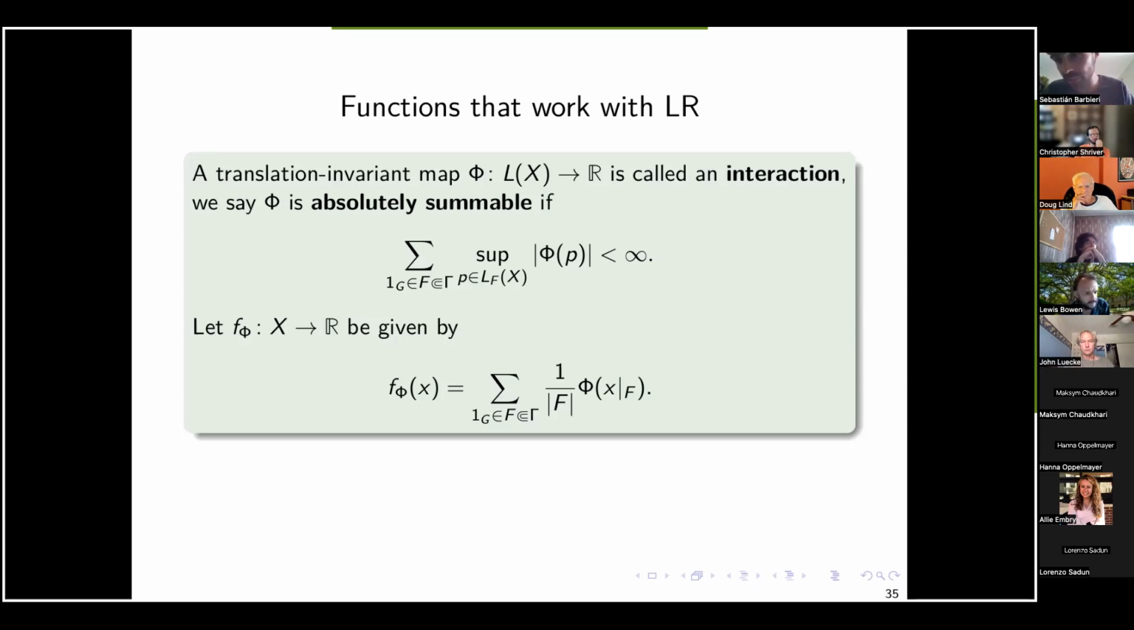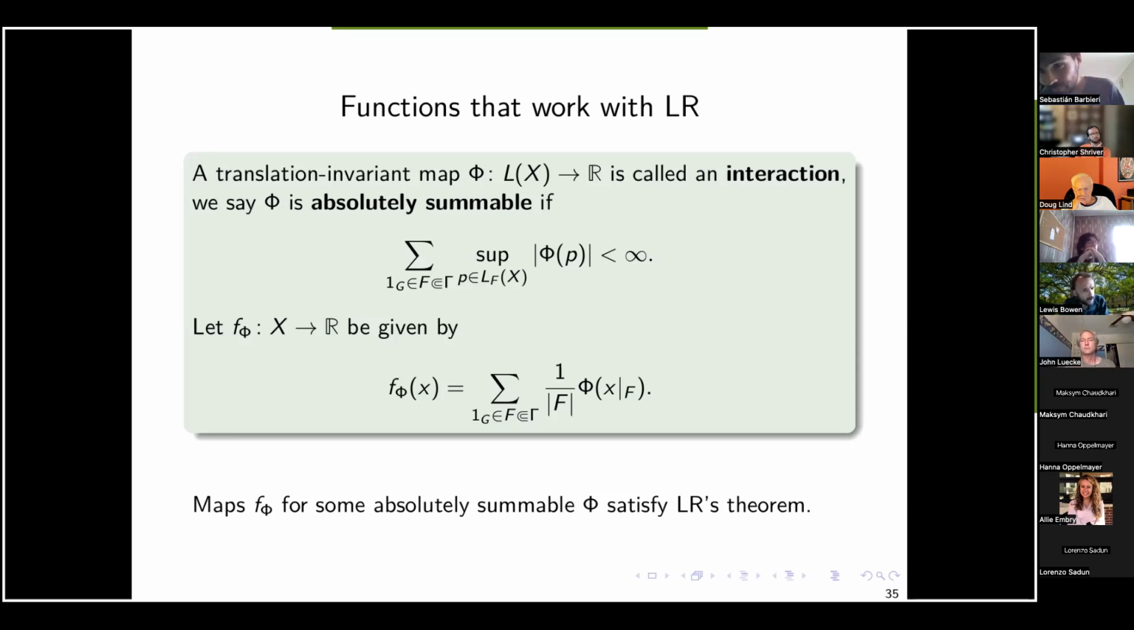And given an interaction like that, I can define a function from x to r just by summing over all finite subsets that contain the identity and dividing by their size. Well, these maps that are generated by an absolutely summable interaction, they all satisfy the Lanford-Ruelle theorem. So if you have done thermodynamical formalism and you are used to working with interactions or absolutely summable interactions, the theorem works for them.